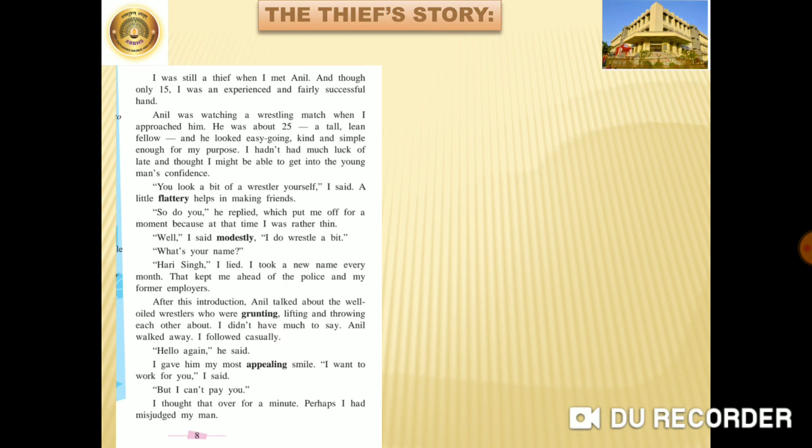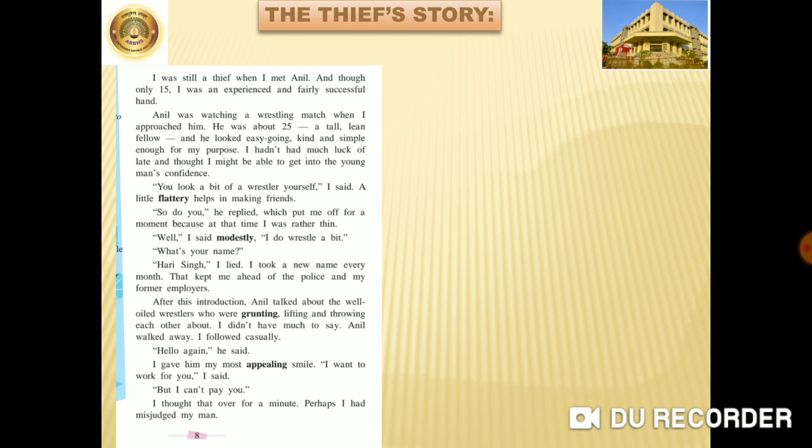I was still a thief when I met Anil, and though only 15, I was an experienced and fairly successful hand. Here the narrator is saying that he was only 15 years old, and at such a small age he was a successful hand. It means he was very expert in robbing people. Anil was watching a wrestling match when I approached him. So he met Anil when he was watching a wrestling match.